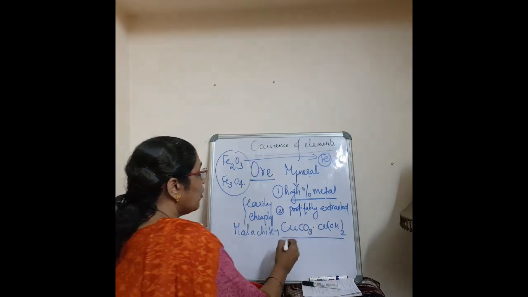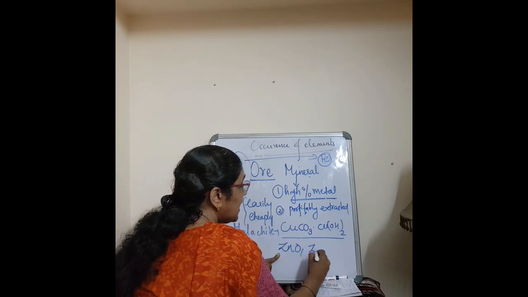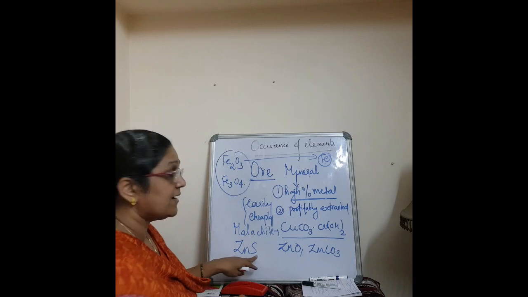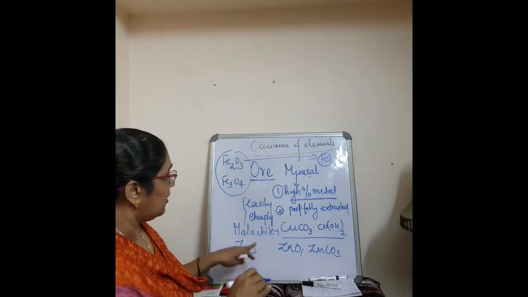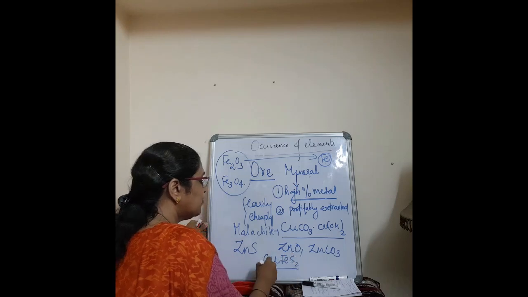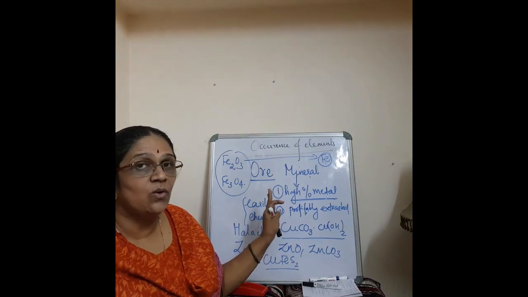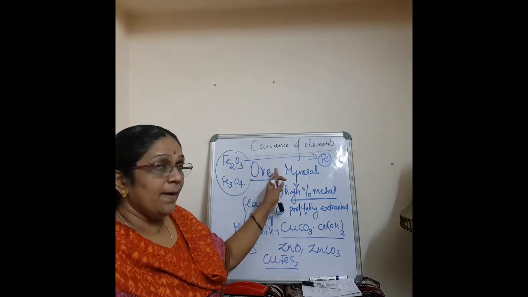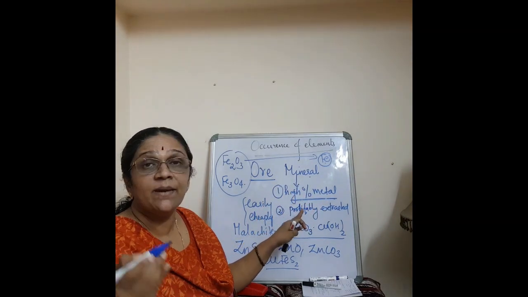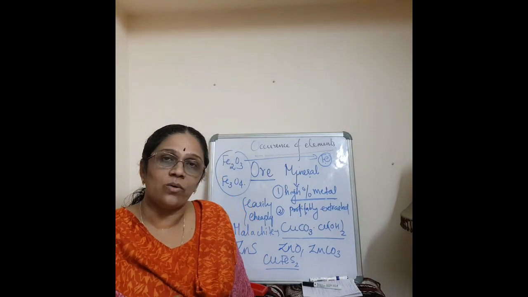Or if you want an ore of zinc, I can say zinc oxide, or zinc carbonate, calamine, or zinc blende, ZnS, zinc sulfide. Copper again, I can say copper pyrites, that is CuFeS2. So these are called ores. So how will you define an ore? Ore is a mineral which contains a higher percentage of metal which can be profitably extracted. So that is the definition of an ore.